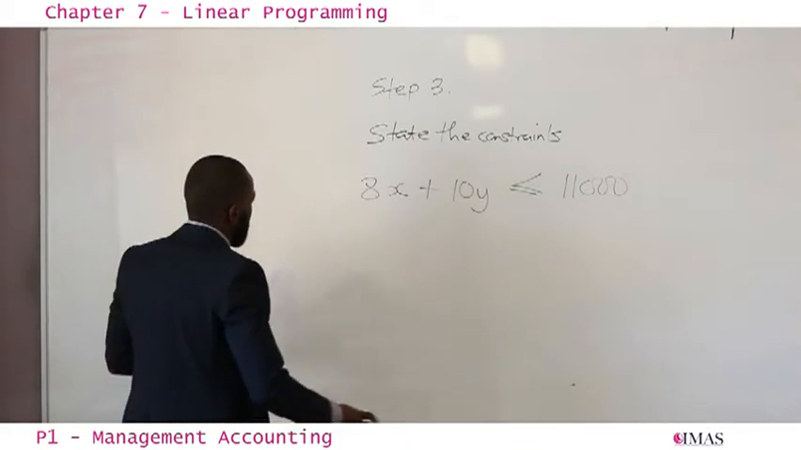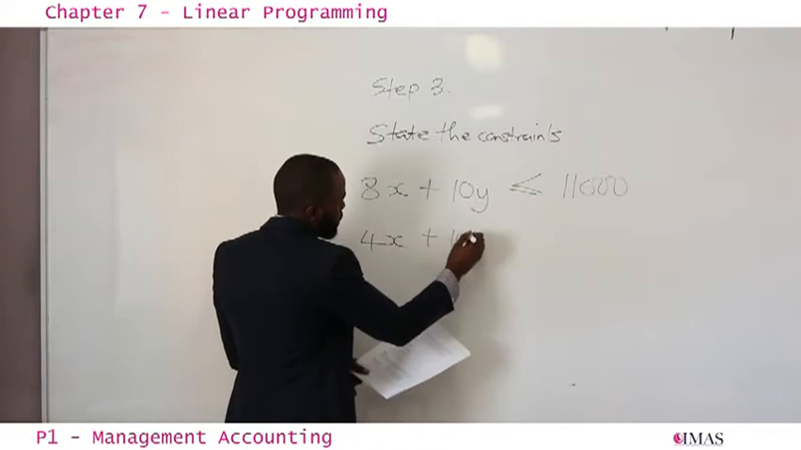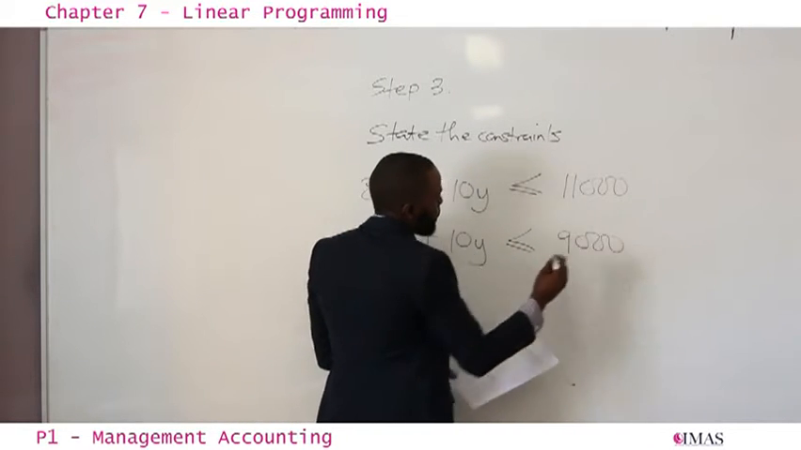Then department B, we say 4X plus 10Y should be less than or equal to 9,000.